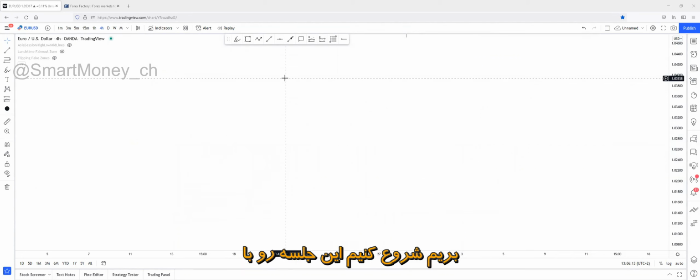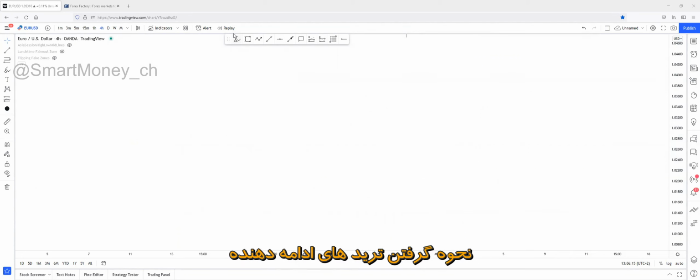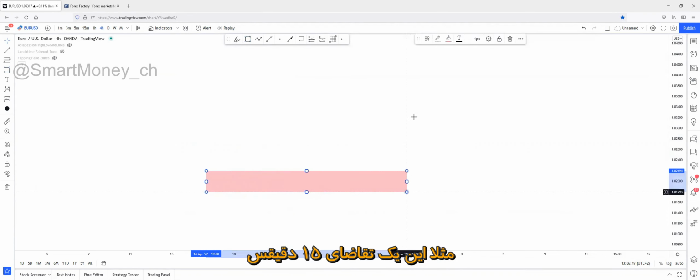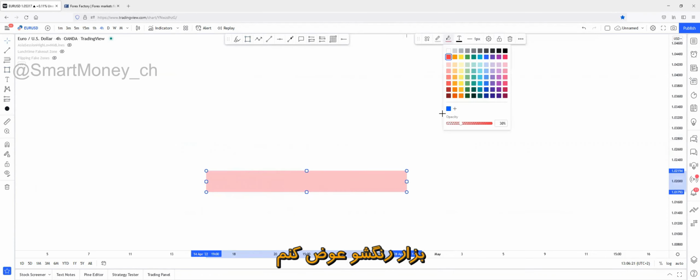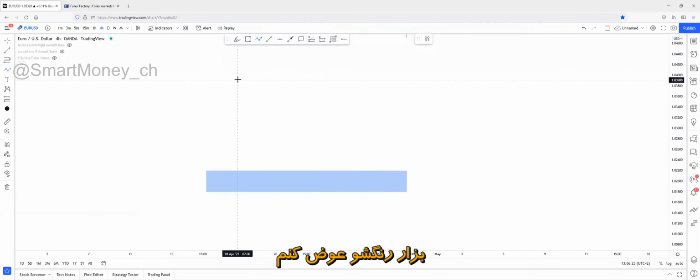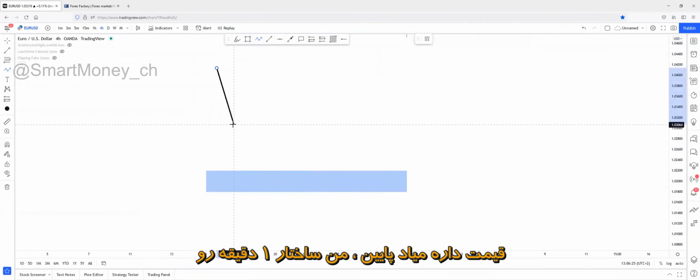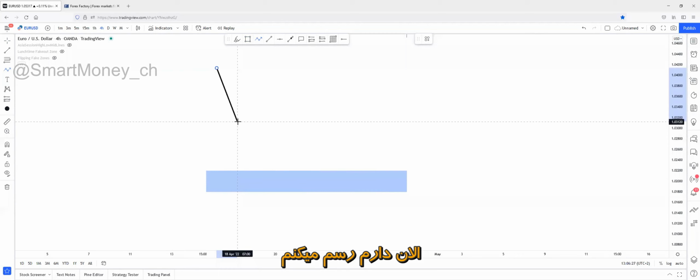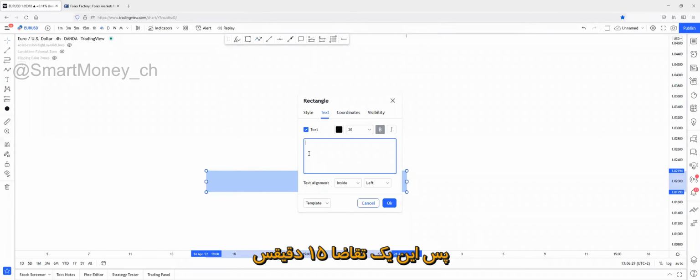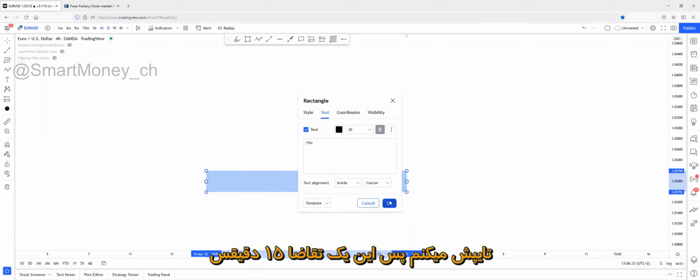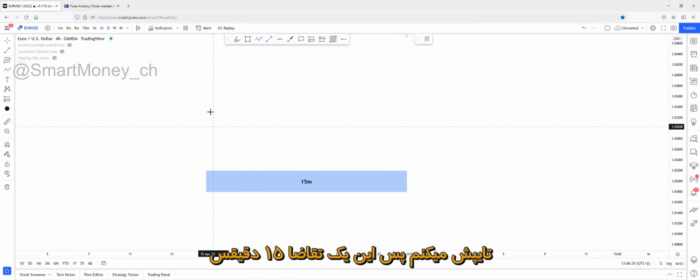Once again, welcome everyone. Let's start the session with how to take concatenation trades. Let's see the first and easiest example. Here's a 15-minute demand zone. Let me change the color. Price is coming down, and I'm drawing the 1-minute structure right now. Just for clarification, I will type it in here: this is a 15-minute demand zone.